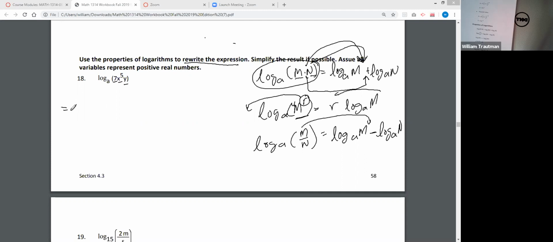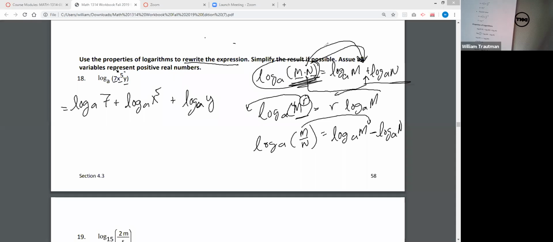So this changes to log A. Multiplying means we're adding log A. We're multiplying three things. First, we're multiplying a 7. Then we're multiplying an x to the 5th. Then we're multiplying a y. Do you see? When we have multiplying between expressions, we change it to add. Each individual one, add.